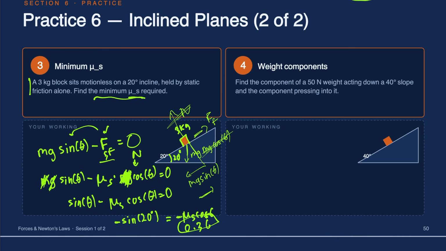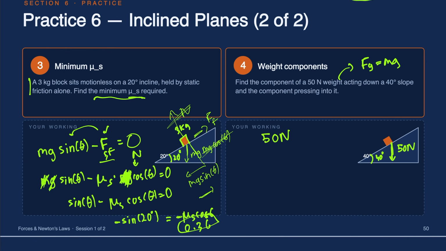Find the component of a 50 newton weight acting down on a 40 degree slope and the component pressing into it. Okay. So 50 newton weight means, you remember what weight meant, right? Weight means the force of gravity. That's why it's different from mass. Mass is just how much stuff you have. Weight is the force of gravity, or mg. So my force of gravity here is 50 newtons.